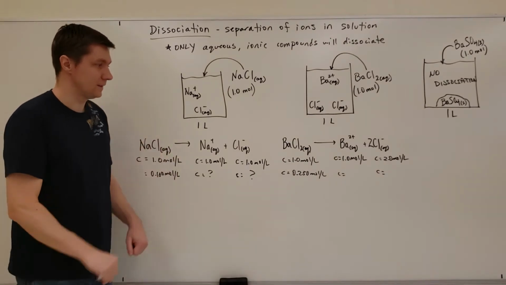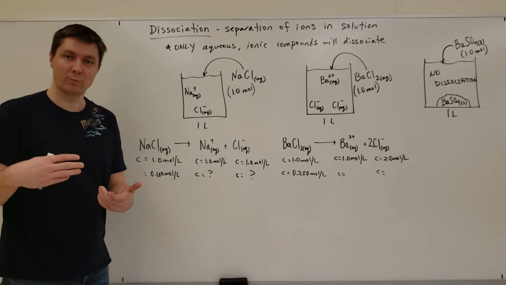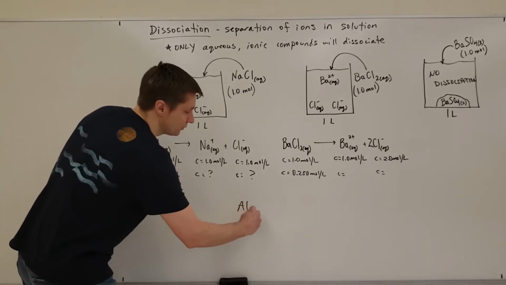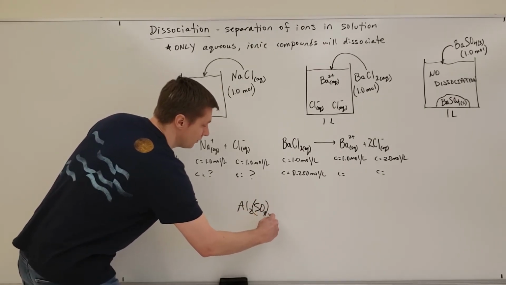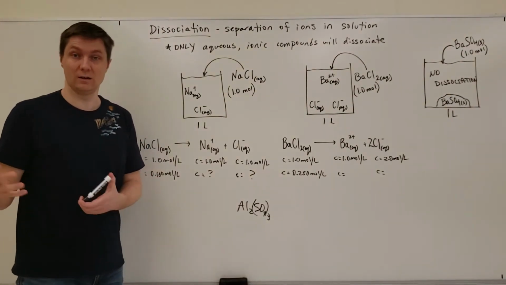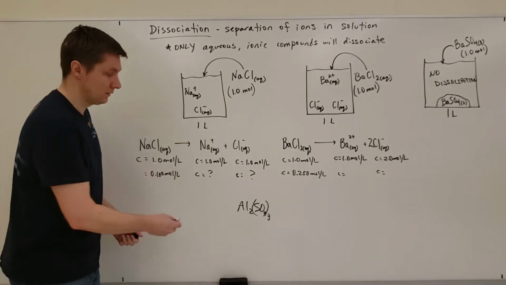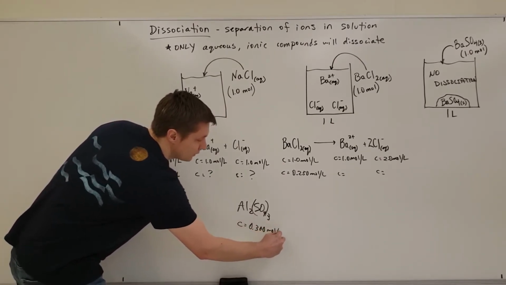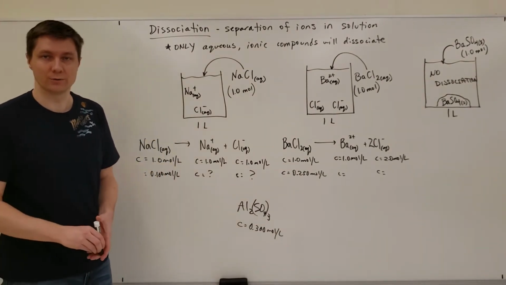And that's it. That's what you guys gotta know how to do with dissociations. A little practice question that you can do on your own is first determine whether aluminum sulfate is an aqueous ionic compound. And then if you stick that into water and it has a concentration of 0.300 moles per liter, what would be the concentrations of the two ions that it produces?